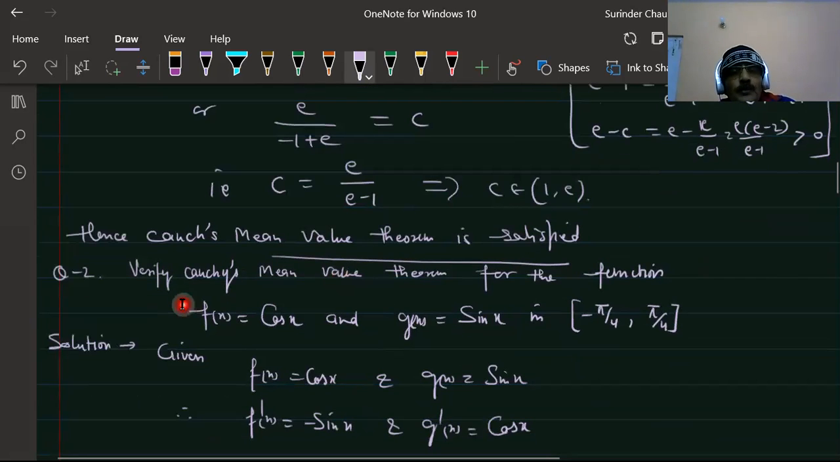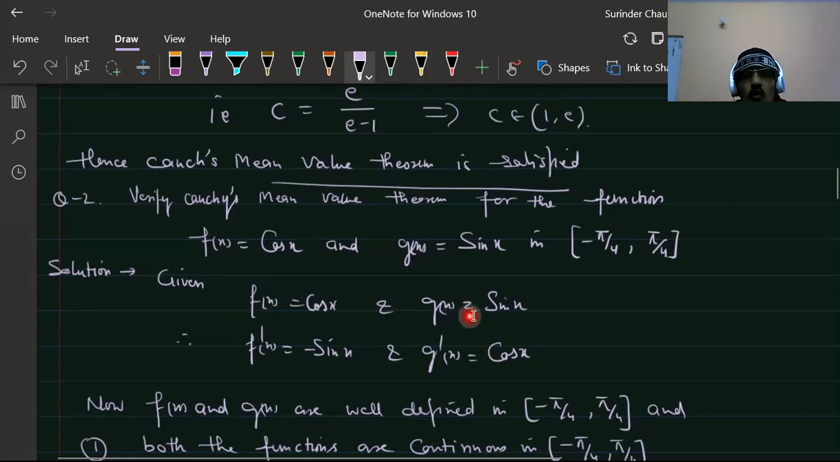Now, the second question is: verify the Cauchy mean value theorem for the functions f(x) equal to cos x and g(x) equal to sin x in the closed interval minus pi by 4 to pi by 4. Given functions are f(x) equal to cos x, g(x) equal to sin x. Similarly, differentiate them: f dash x is minus sin x, and g dash x is cos x.